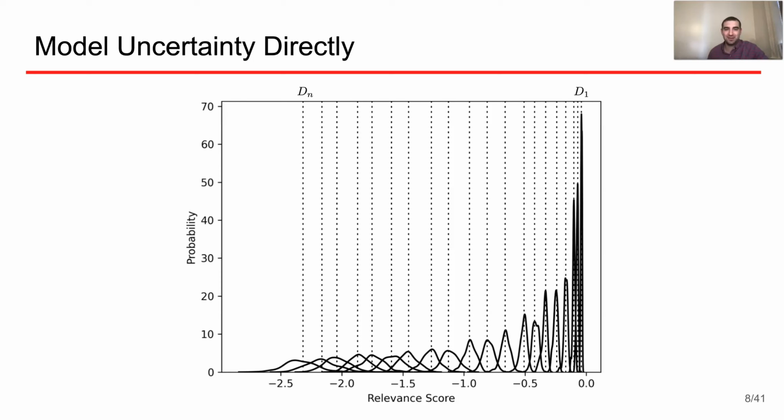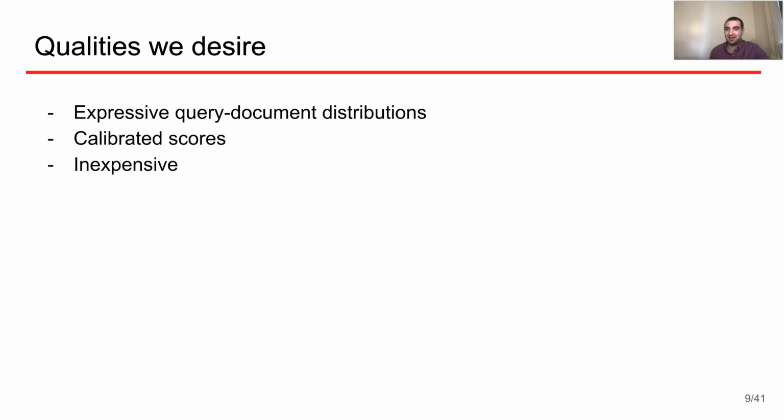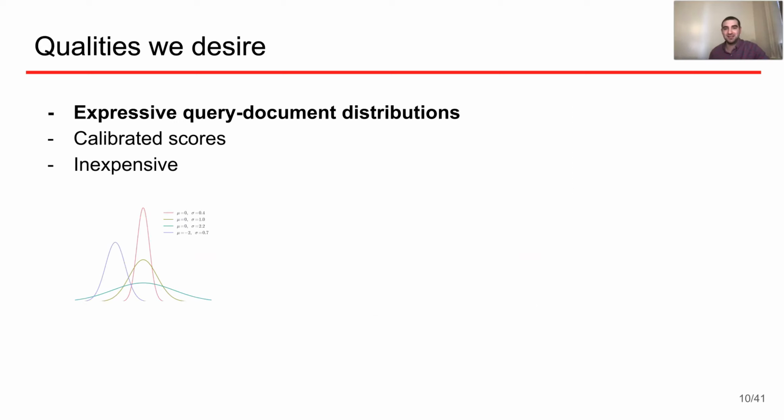In developing this method, we want our uncertainty to be usable. So we have three core objectives that we had in mind. First, that it should be expressive. So the uncertainties of different documents shouldn't all be identical. So we can make informed downstream decisions and re-rank based off of risk.